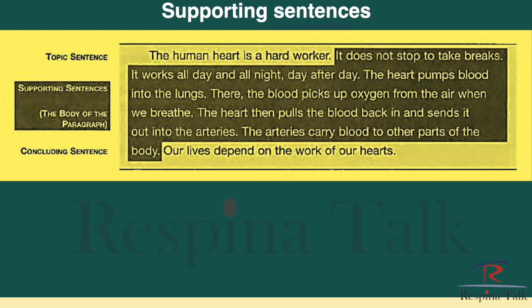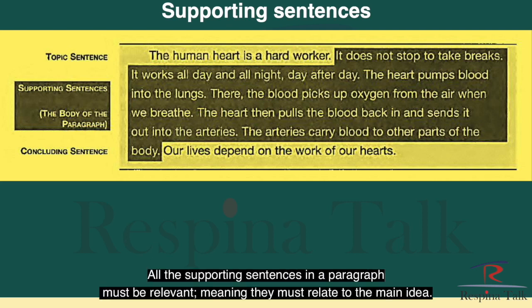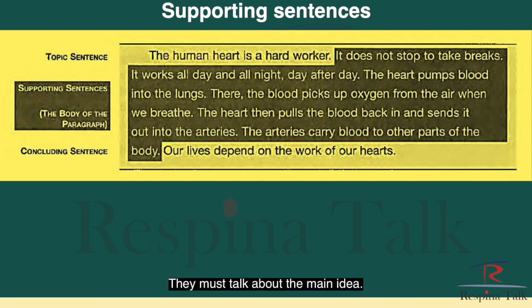Now, these were the supporting sentences, and the last sentence, "Our lives depend on the work of our hearts," is the concluding sentence. Now, one more time. There are 6 supporting sentences in the paragraph. They explain why the writer calls the human heart a hard worker. All the supporting sentences in a paragraph must be relevant, meaning they must relate to the main idea. They must talk about the main idea.